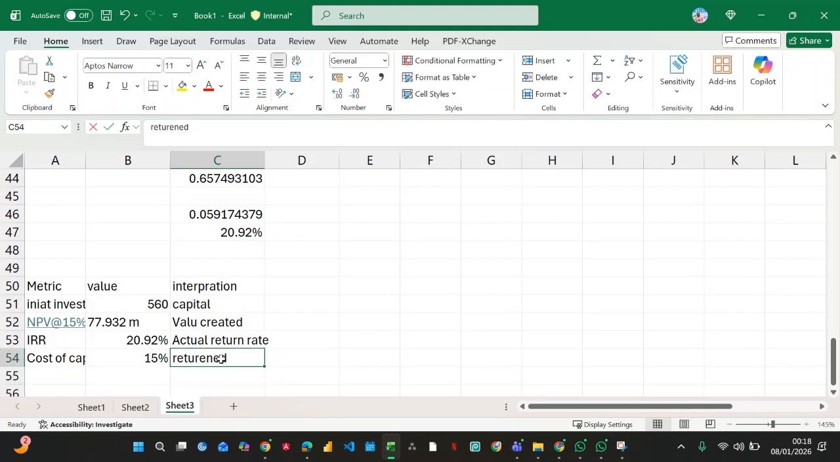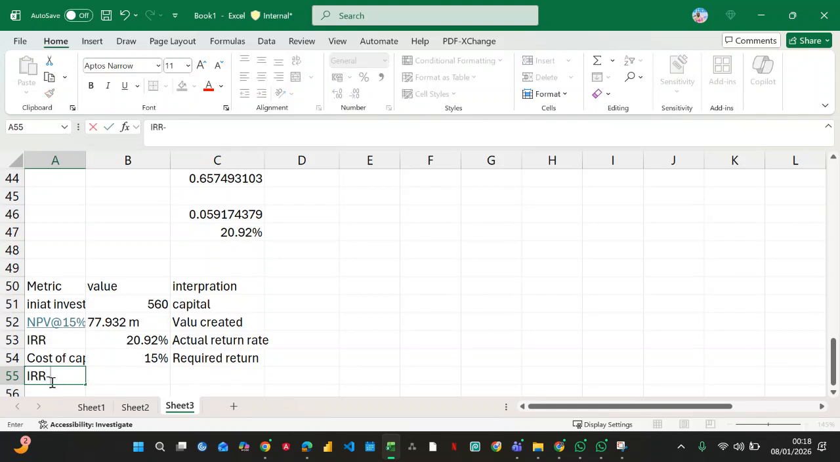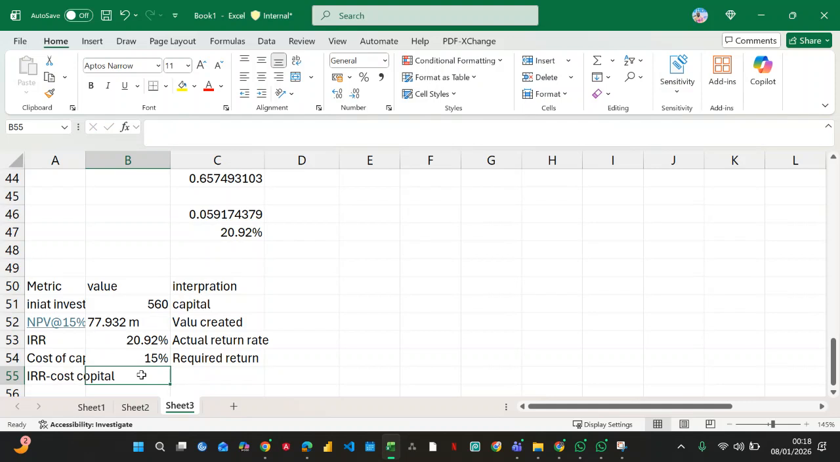So what should we put here? Cost of capital. Our cost of capital is 15%, right? 15%. So this one can just be the required return.